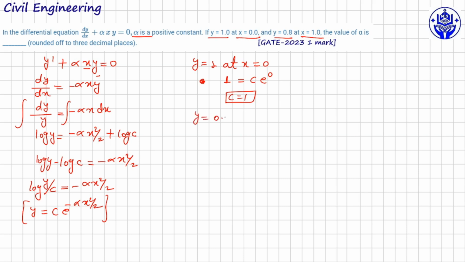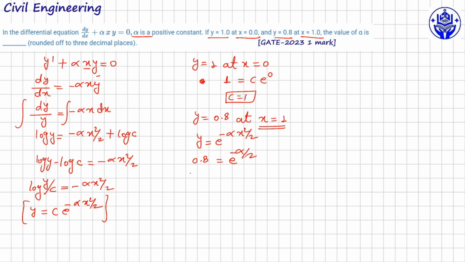y is equal to 0.8 at x is equal to 1. It means my solution is nothing but e to the power of minus alpha x square by 2, so 0.8 is equal to e to the power, if I put x is equal to 1, then e to the power of minus alpha by 2 will be there. Okay.